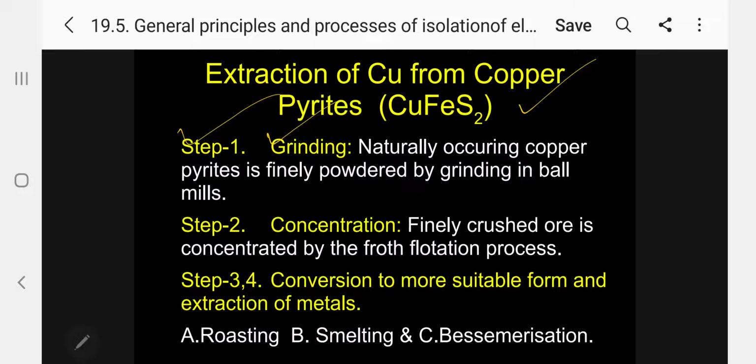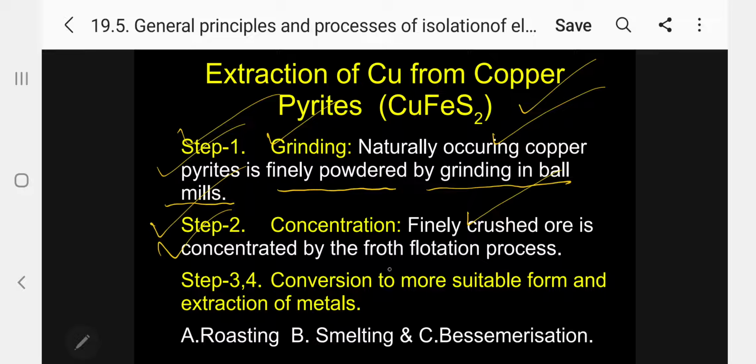We have discussed the 5 steps already. The same steps we are following here. Naturally occurring copper pyrites, formula CuFeS2, is finely powdered by grinding in a ball mill. So, the naturally occurring copper pyrites is converted into powdered form. Step 2, the finely crushed ore is concentrated by the froth flotation method. Because it is a sulfide ore, the suitable method is always the froth flotation process.